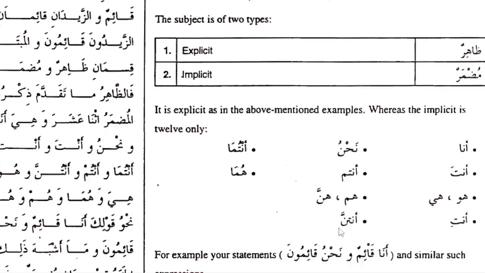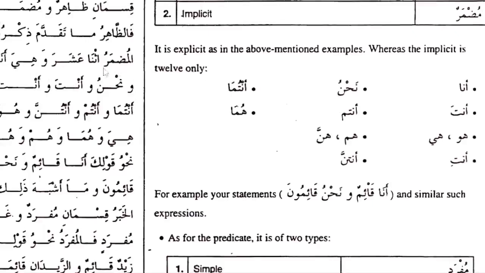So, all these pronouns, when it is used as a mubtada, it is mudmir. But when the name is mentioned explicitly, it is called zohir. I hope that is clear. Okay. So that's what he just mentioned. والمدمر إثنا عشر وهي, and they are, he mentioned all this one. أنا ونحن وأنت وأنت وأنتما وأنتم وأنتن وهو وهي وهما وهم وهن. So all these pronouns, when they are used as a mubtada, we call it mubtada'u al-mudmir. I hope that is clear.